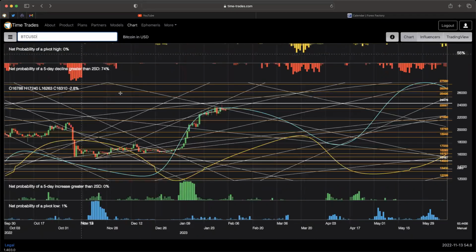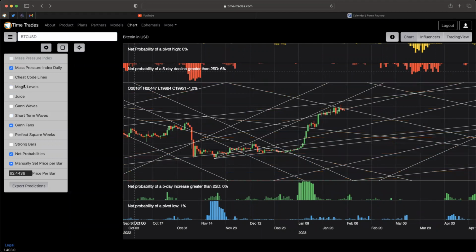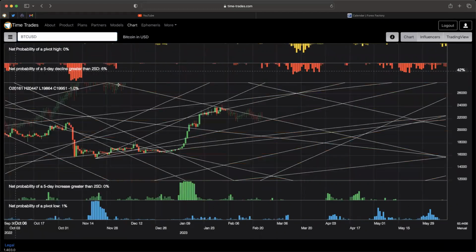So let's take a look at Bitcoin. I'm just going to clean this up a little bit, turn off short-term waves. And let's just go with Gann fans here, and we'll put on the daily mass pressure index like that. There we go.